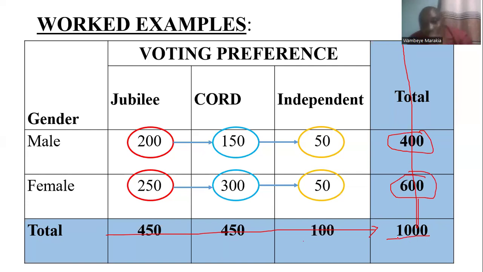Now, how do we use these marginal totals? These marginal totals are going to give us the expected frequencies. The 200 is observed frequency. The 150 is observed frequency, and 50 is observed frequency. But now these marginal totals are going to help us come up with expected frequencies. Now we draw it against the contingency table so that we can calculate our expected frequencies. And this is how we move on.